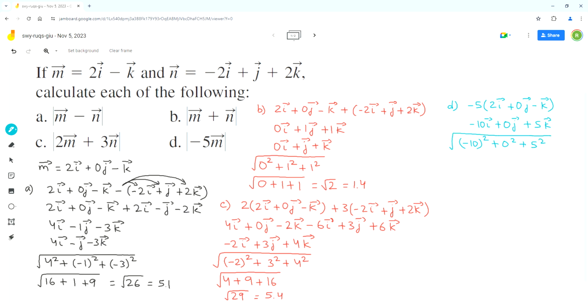The negative 10 square is 100, and square root of 125 is equal to almost 11.2. So this should be the final answer for part D. So these are the steps you have to keep in mind to solve a problem like this one.